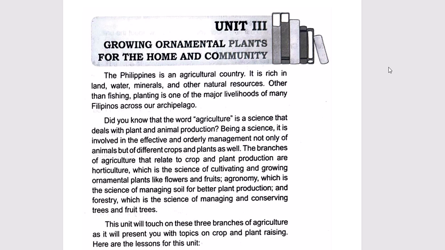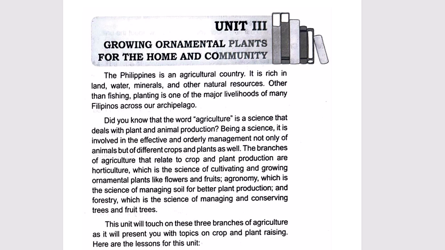Being a science, it is involved in the effective and orderly management not only of animals but of different crops and plants as well. The branches of agriculture that relate to crop and plant production are horticulture. Okay, horticulture, remember that word? Which is the science of cultivating and growing ornamental plants like flowers and fruits. So you already have horticulture.